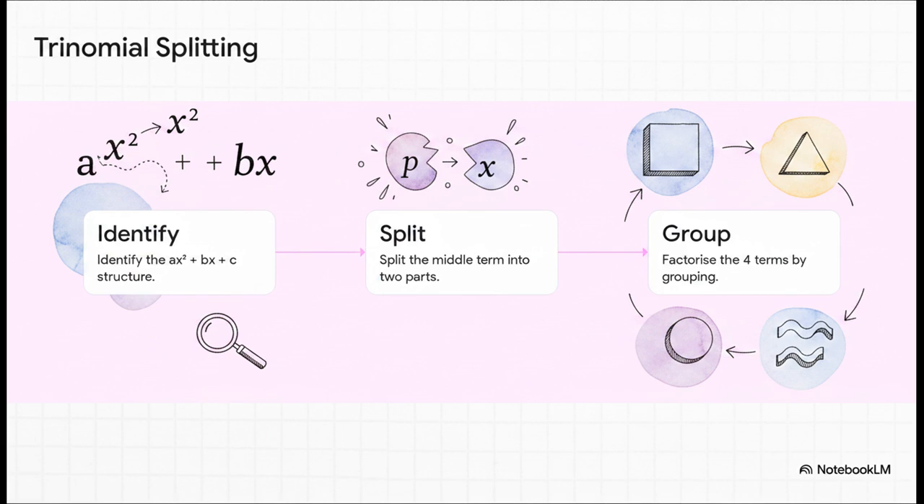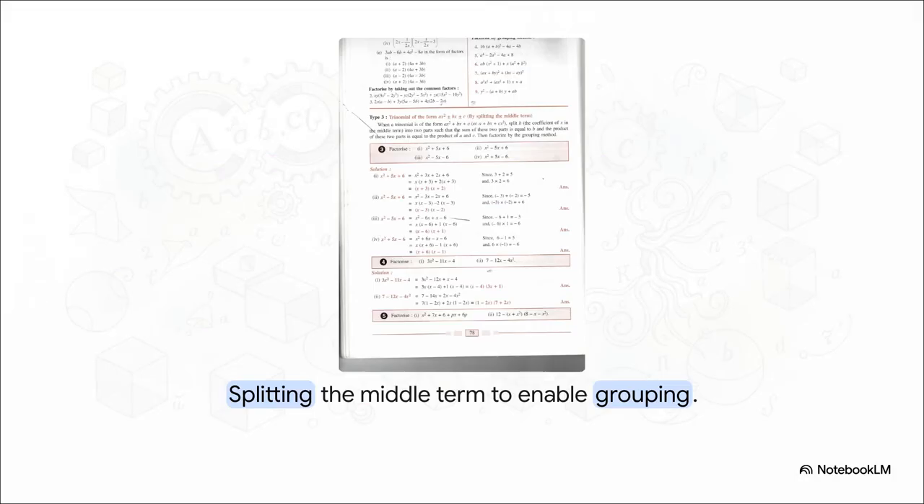The secret trick here is realizing that a trinomial is really just a 4-term grouping problem wearing a disguise. You just have to split that middle b term into 2 specific parts first. Once you have 4 terms, you just use the exact grouping tool we just learned. Let's see how this builds in practice.